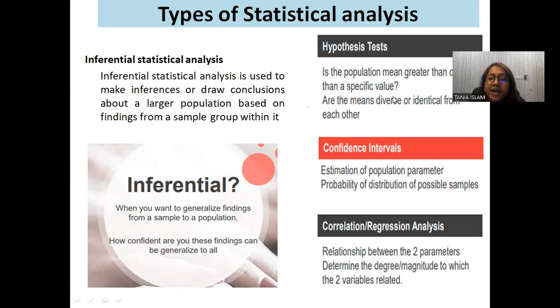There are some examples, like hypothesis tests. We want to compare the means and see whether there is any difference or not. For hypothesis testing, we do inferential statistics. Then there are confidence intervals, then correlation or regression, where we want to see the relationship or association between two or different variables. Then we run different types of statistical analysis.